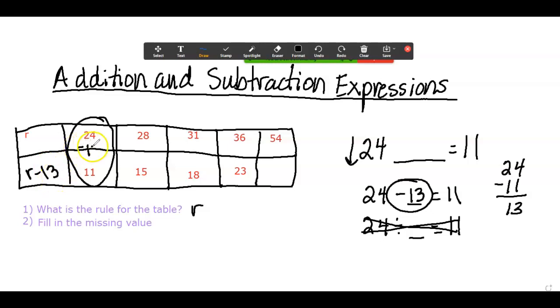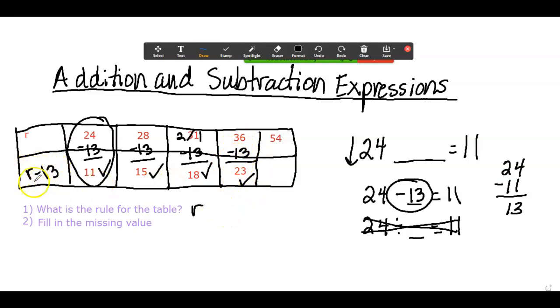So I know it works here. I know this is true. Now I have to double check with these. So let's look here. Is 28 minus 13 15? Yes. Now for this one, we have to do some regrouping. 11 minus 3 would be 8, and 2 minus 1 is 1, so 18, that is correct. Now check this one. 6 minus 3 is 3, 2 minus 1 is 1, so that is correct.